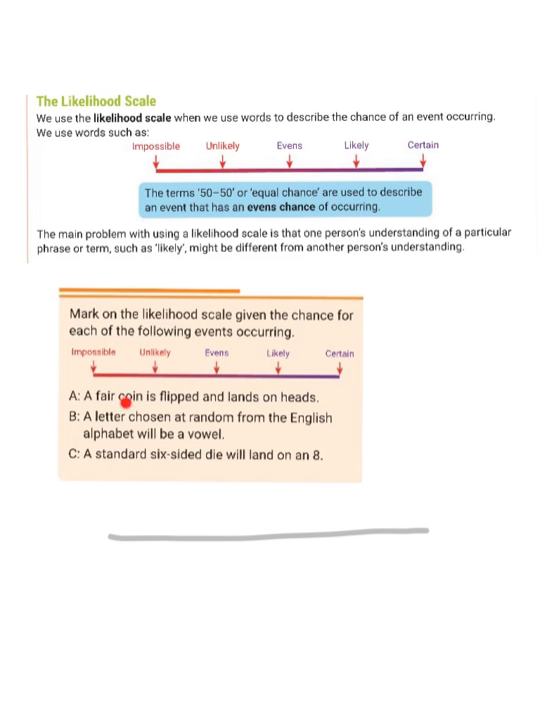The next one was a letter chosen at random from the English alphabet to be a vowel. The vowels are A, E, I, O and U, and in the English alphabet there are 26 letters. So that is 5 out of 26. The chance of you getting that would be unlikely, because there are only 5 vowels. So unlikely would be B here.